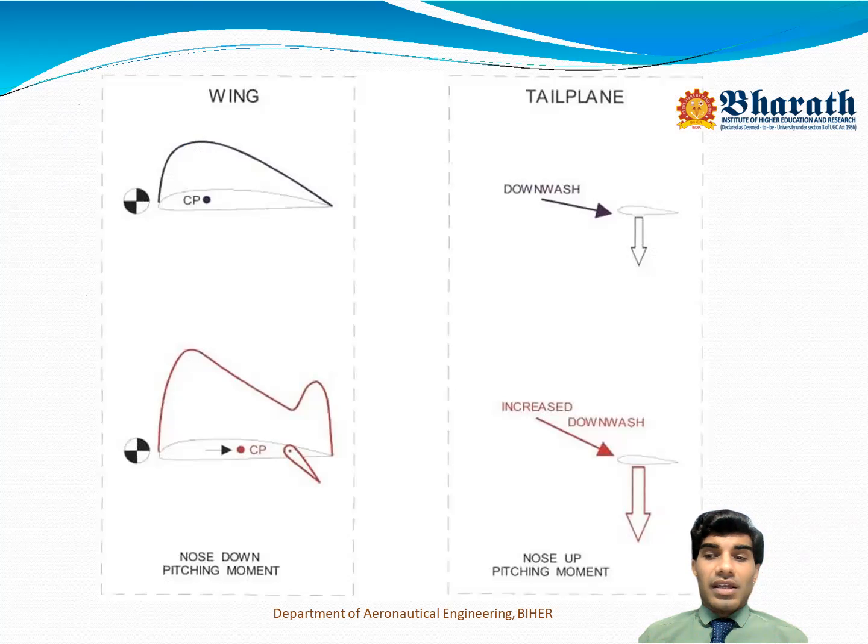Then if you see the left side down figure, which is the nose down pitching movement, you can see that the center of pressure has moved forward. Because of that, this happens. And on the right side, you can see the increase in downwash. So nose up pitching movement.